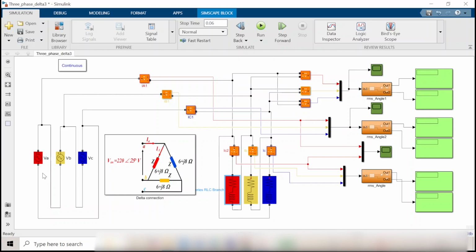Now going to the source, I'm going to do the same. I'm going to take the start of phase A to the end of phase B, the start of phase B to the end of phase C, the start of phase C to the end of phase A. But unfortunately, when we are going to run, we are going to have an error.